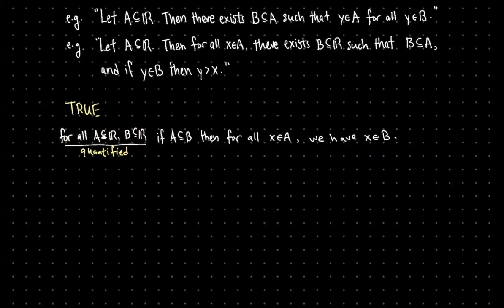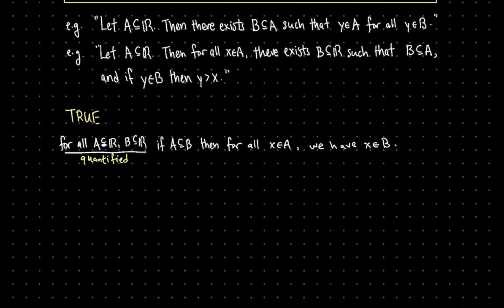Can someone give me another true one? Let A be a subset of R. For all X, there exists a Y and B, such that A is a subset of B or B is a subset of A. Okay. So I don't think that one's quite good because, I guess that is technically a statement, but you didn't say anything about what X is. And you didn't say anything about what Y is.